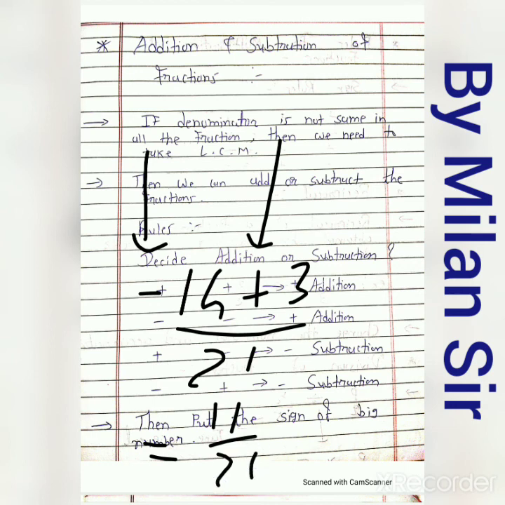Then put the sign of the big number. Here our big number has a negative sign, so we need to apply the negative sign. That means our answer is minus 11 by 21.